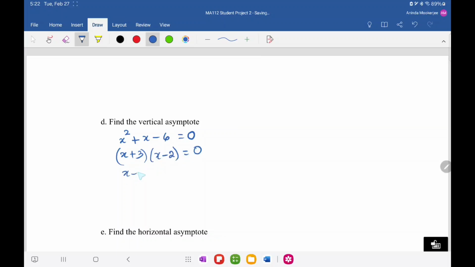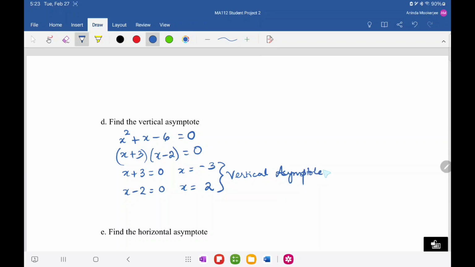Make each factor equal to 0. So x equals negative 3, and x minus 2 equal to 0, x equals positive 2. So these two are the vertical asymptotes: x equals negative 3 and x equals 2. So in order to find the vertical asymptote, all we do is just make the denominator of the function equal to 0 and solve for x. That's all we did here.